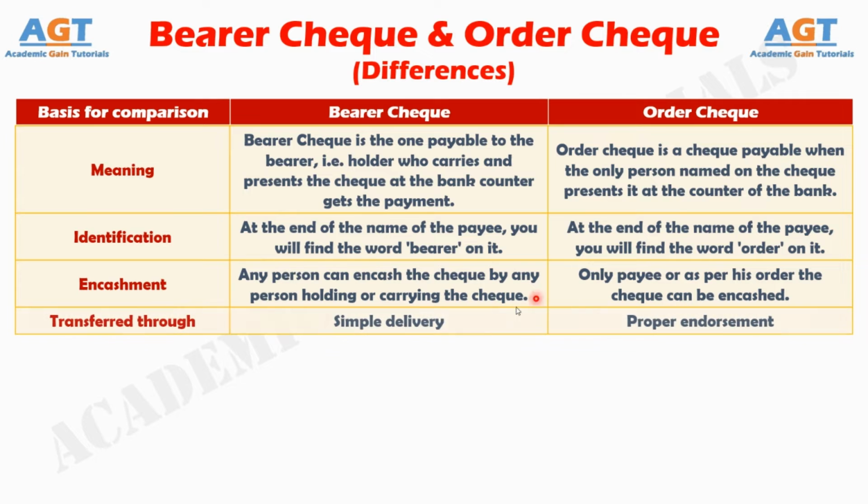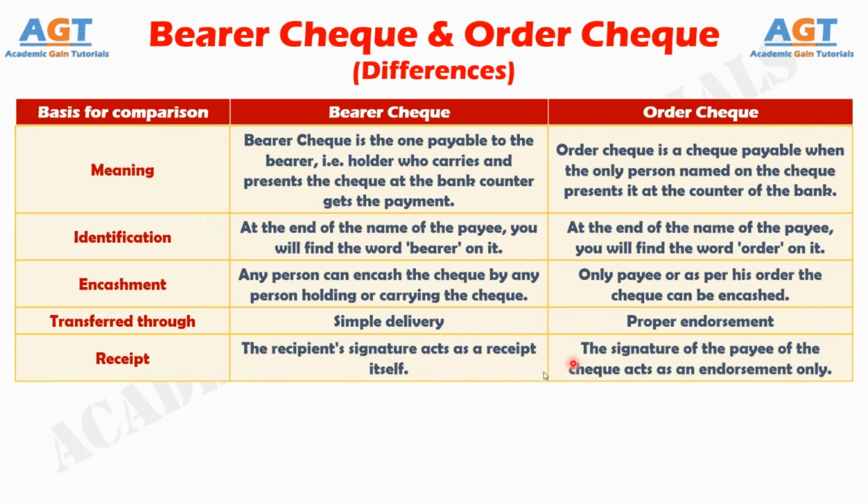Number 4, transfer of bearer checks can take place through simple delivery. Conversely, the transfer of ownership of the order check can be possible only through proper endorsement. Number 5, in a bearer check, the signature of the receiver of the funds on the back of the check acts as the receipt itself. In contrast, in the case of an order check, the signature of the payee acts as an endorsement only.